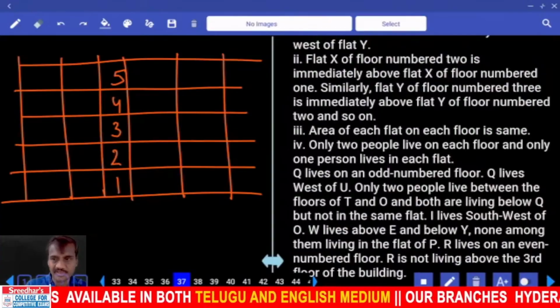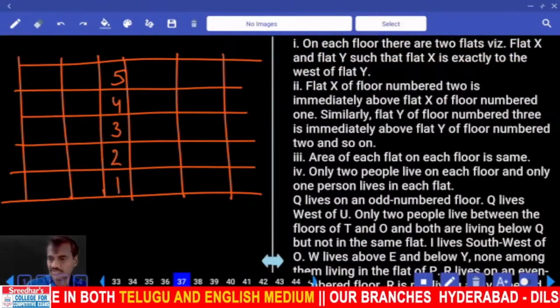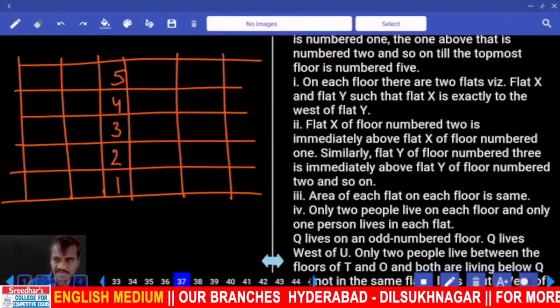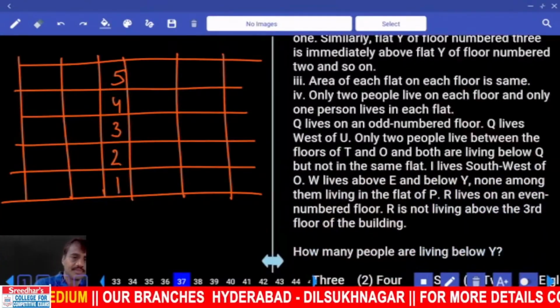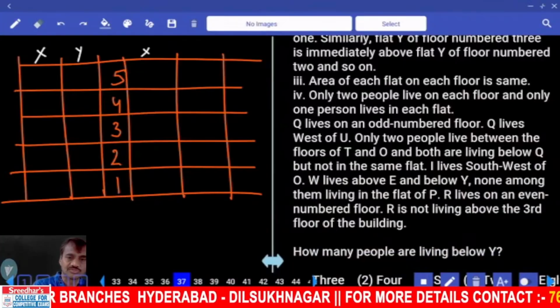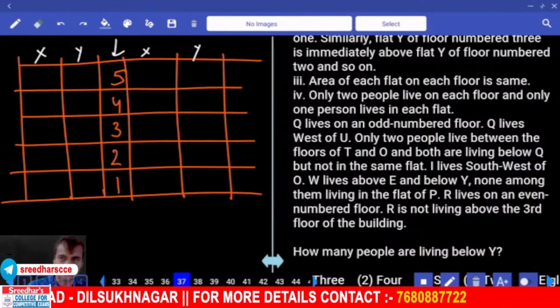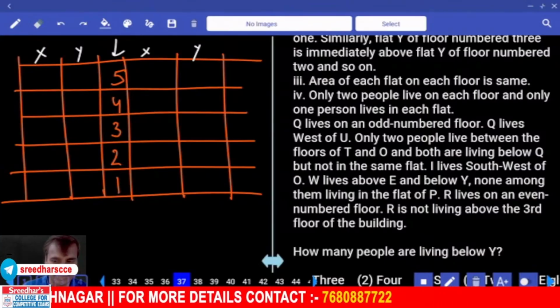Then X and Y. X is to the west of Y. Now X is to the west of what? X is to the west of Y. First write down the floors at the center. Extend the lines like this. You will be able to work out 2 possibilities simultaneously.